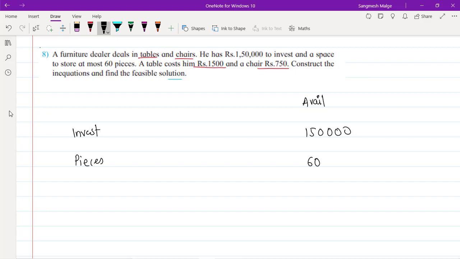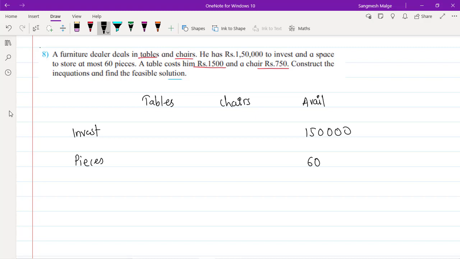Okay, so the remaining two will come here. So you will have tables and you will have chairs. So this is how you get the complete picture of the inequalities. Now our task is to just fill these blanks.